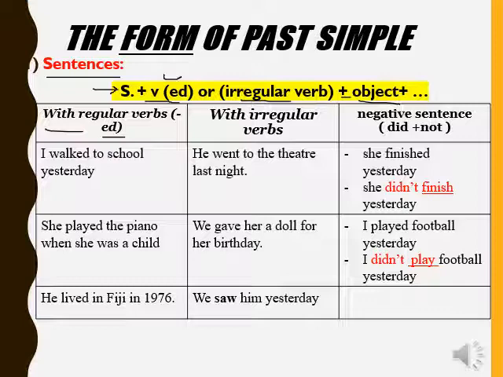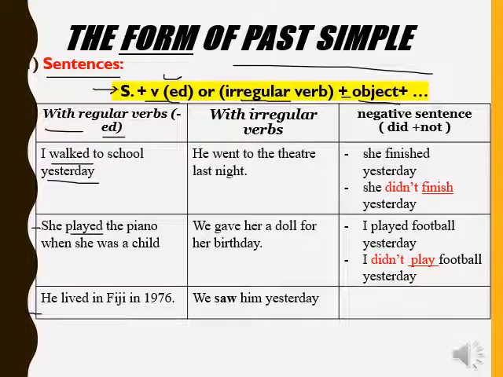I walked to school yesterday. I is the subject, walked is the verb, and this verb ends with ed because it is past. Yesterday is a word indicating past. The second sentence, she played the piano when she was a child. She played. She is the subject, played is the verb with ed.